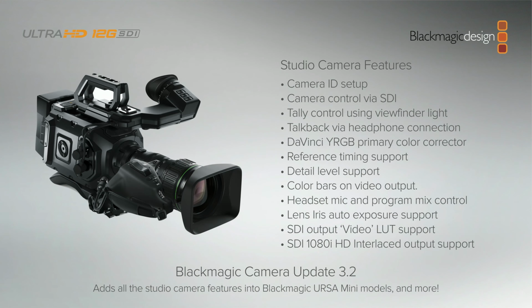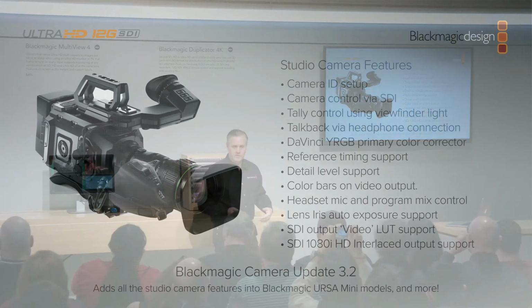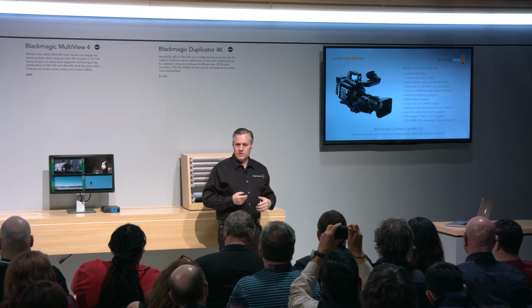So the other side of this is the new software update that we've done for the camera, and that adds all the studio camera features into it. So it's got a combination of multiple things. And you can see some of the stuff we've got here. Yeah, there's camera control and talkback. We've got the same YRGB DaVinci color corrector. Most people don't realize what a YRGB color corrector is, but you can adjust color bounce without chasing gains.